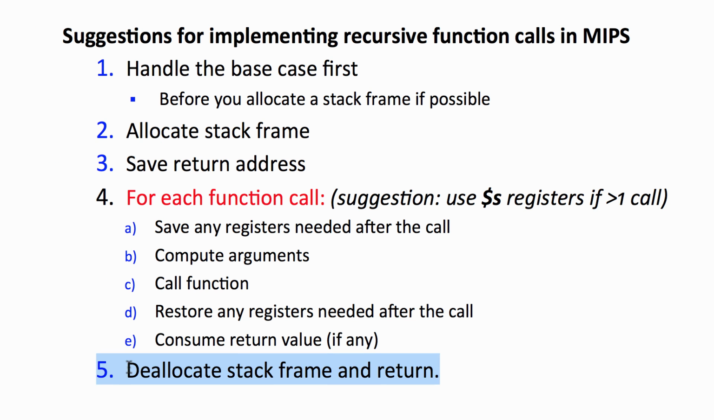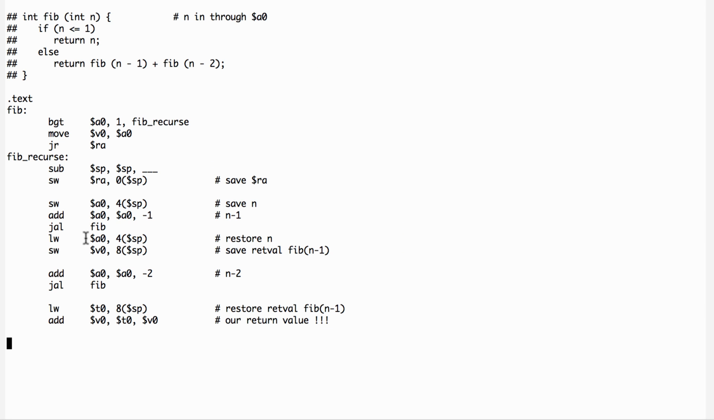Now we just need to deallocate the stack frame and return. Before we deallocate the stack frame, at this point we know how big our stack frame has to be. We're saving 1, 2, 3 values on the stack. 3 times 4, because they're each 4 bytes big, is 12 bytes. Now, before we tear down the stack, we want to restore the return address. So again, we're going to cut and paste and restore RA back into the RA register.